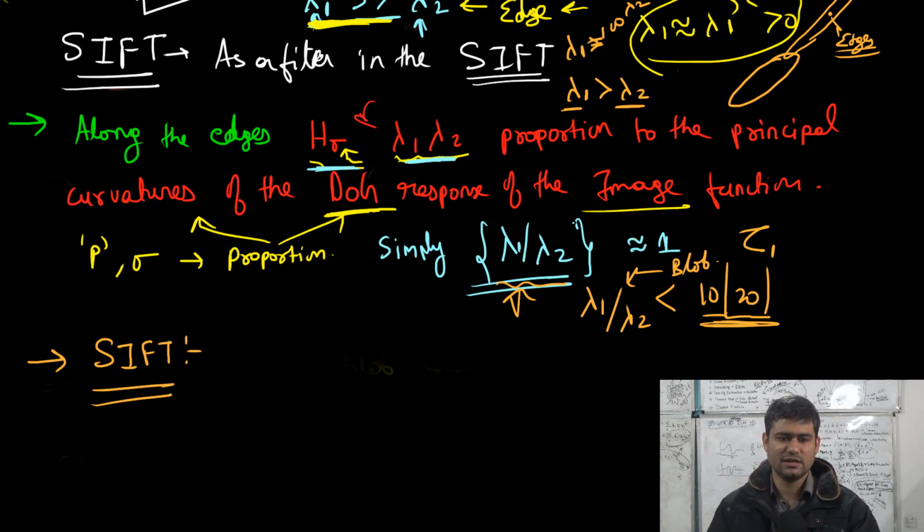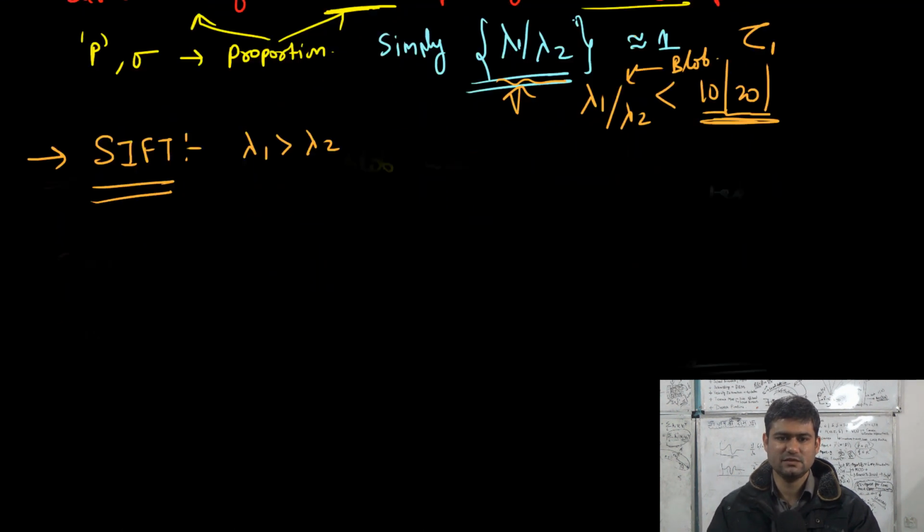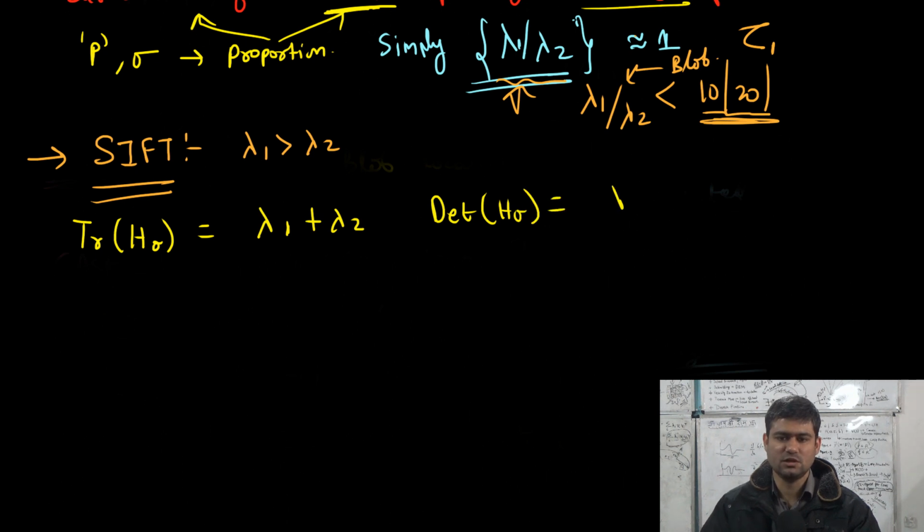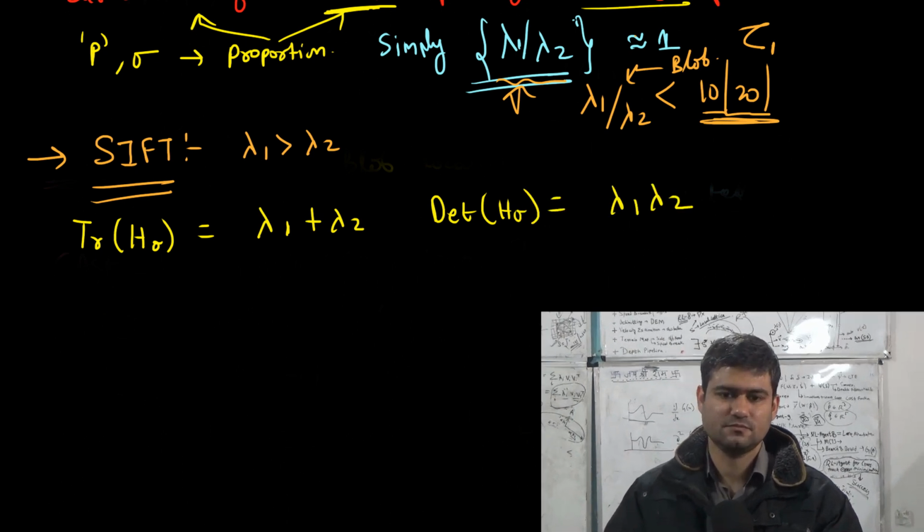So without loss of generality, we can assume that lambda 1 is greater than lambda 2. And now from basic mathematics, we know that the trace of the Hessian is equal to the summation of the eigenvalues, and the determinant of Hessian is equal to the product of eigenvalues.